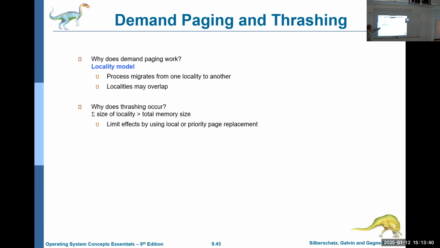So if the sum of the localities of all the processes is larger than the total memory size of the computer, and that's not the sum of their whole programs, just their localities, then I will probably have thrashing.